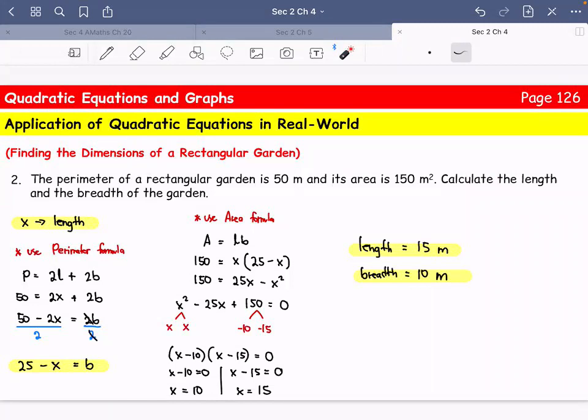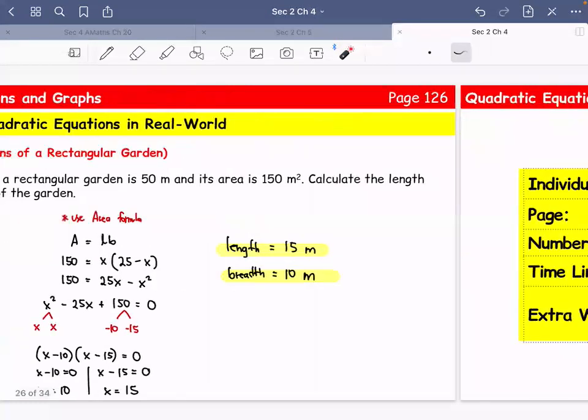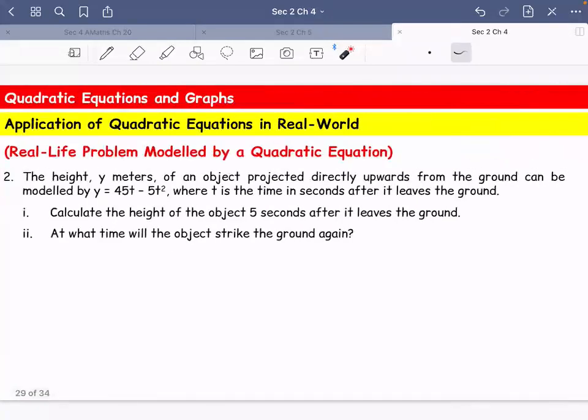All right, so let me have my last example for today. And then later on, you'll do practice now number 5. Okay, so practice number 5 is similar with this, but let me finish discussing my last example for today. So it's also in your book on page 126. Okay, so this one. So this is a real life problem modeled by a quadratic equation.